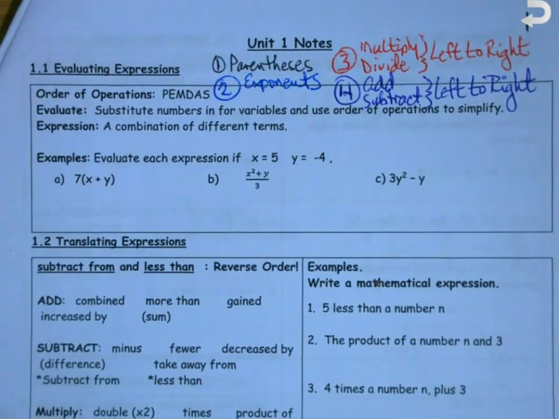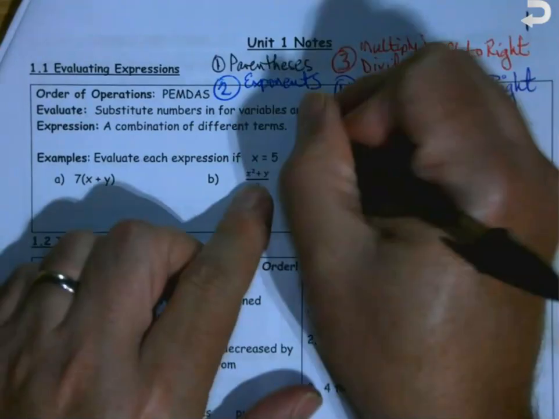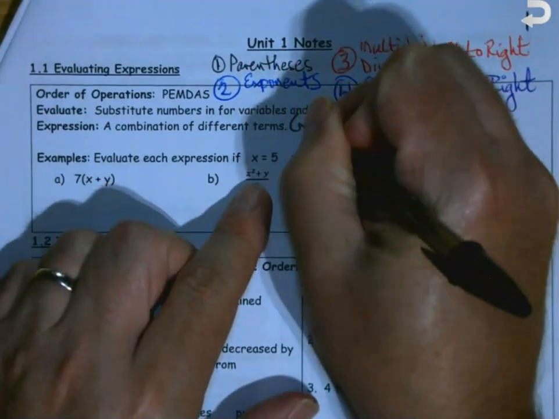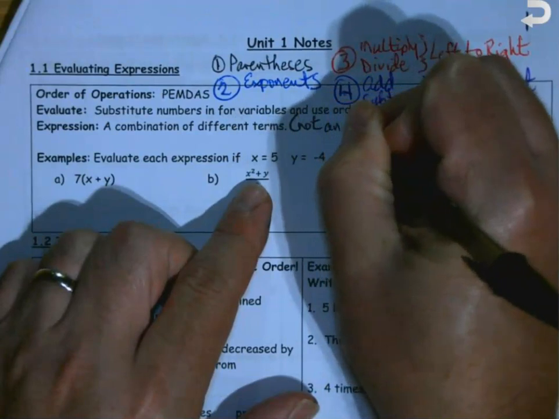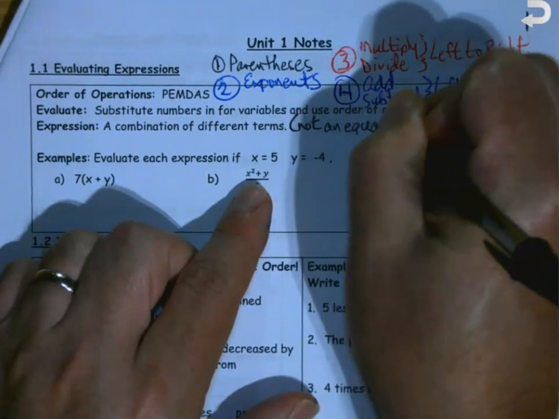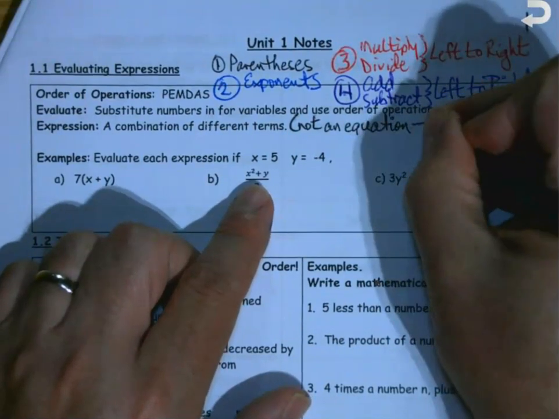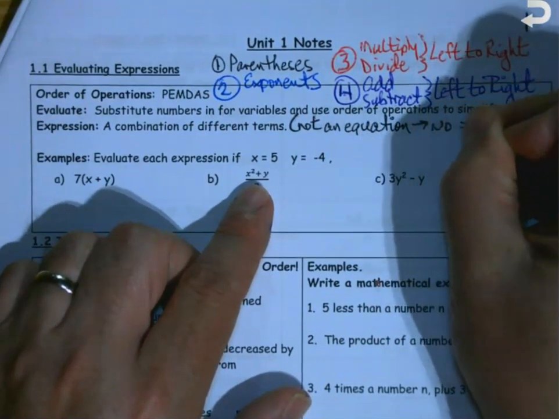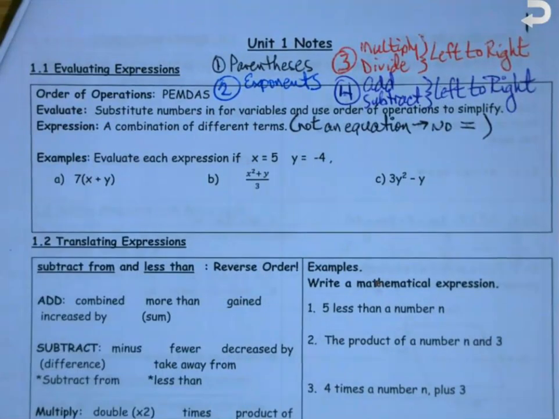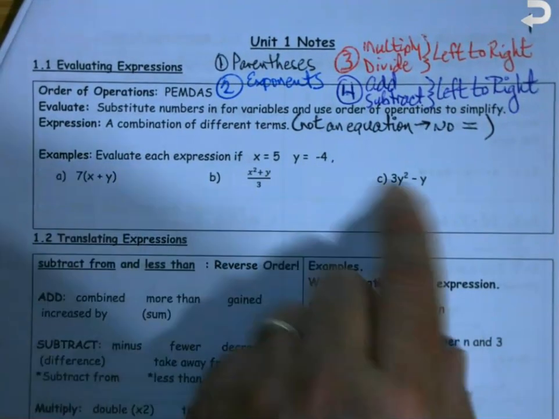Okay? And then an expression is a combination of different terms, different from an equation. When we have an expression, that is not an equation because with equations we're solving for something. So in this case, there's no equals sign if it's an expression, and that's what these three things are.